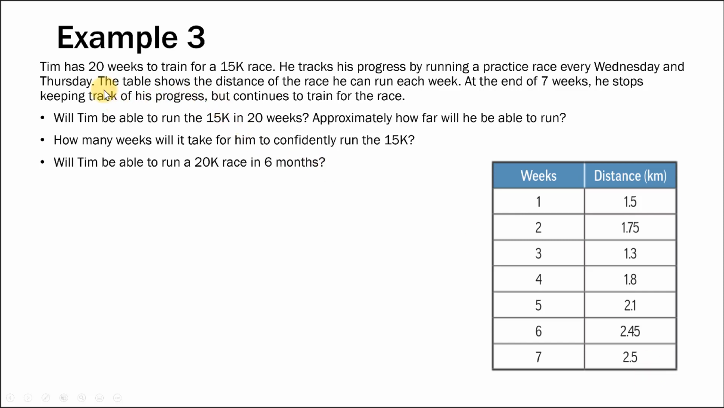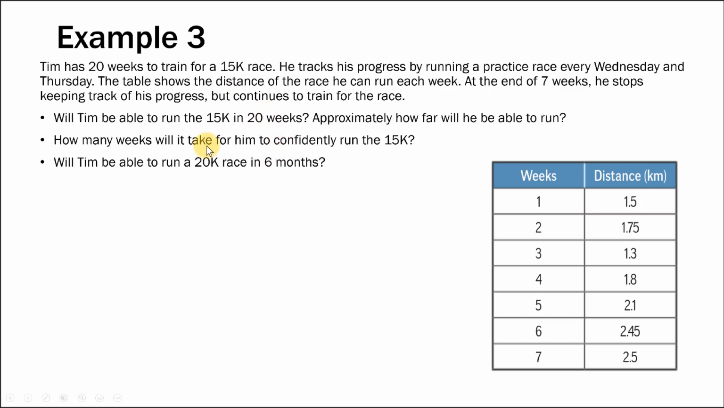Tim wants to run a 15K race. He's got 20 weeks to train. He's going to track his progress and run a race every Wednesday and Thursday. This table shows the results, his best time for each week. At the end of 7 weeks, he's going to stop tracking his progress because sometimes keeping track of numbers is difficult. Right, Tim? I know, bud. So he just stops at 7 weeks, but he's going to keep training because running is less difficult than keeping track of numbers sometimes.